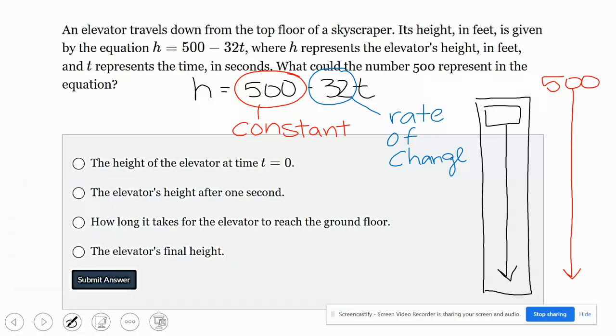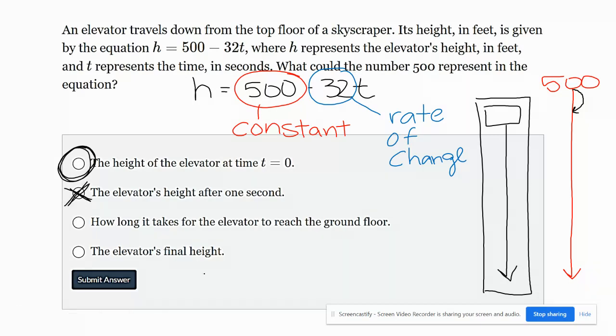So let's take a look at what answer this would be. It says the height of the elevator at time t equals 0. If it's time t equals 0, that means no seconds have passed and it's still at the top, right? That's our starting point. So this is our answer, but I do want to go through the rest of them to make sure that we have canceled everything out and looked at all the options. This says the elevator's height after 1 second. When you think about it, it would have gone down 32 feet after 1 second. That wouldn't be equal to 500. So this is not our answer.